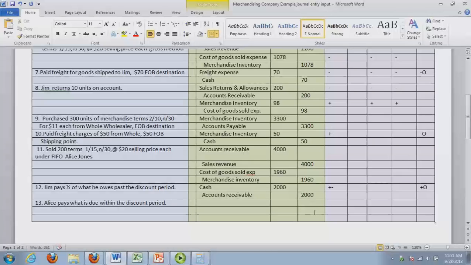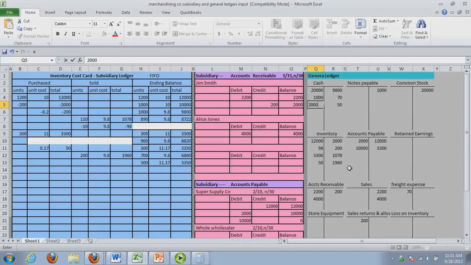Okay, then we have to go to the general ledger. For 2,000, we have more cash. We have less accounts receivable.